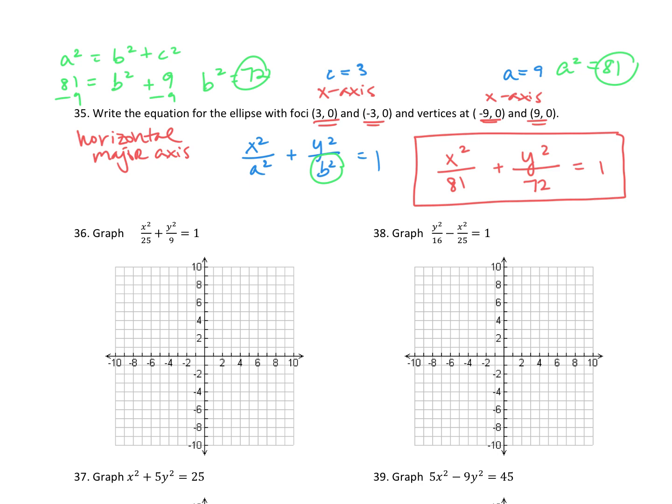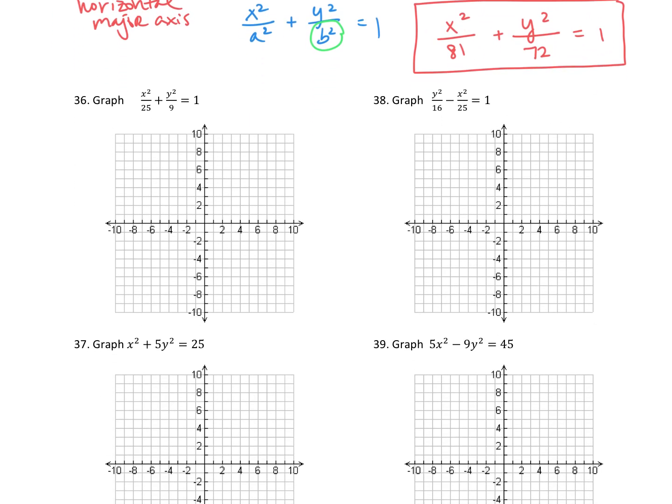All right, let's practice some graphing. Number 36, graph this function. Well, it does not tell us what it is, so we have to take a look at this equation and see what we recognize. First, it's set equal to 1, so this is probably going to be an ellipse or a hyperbola. And then because of the addition sign, that's going to have us narrow it down to an ellipse.